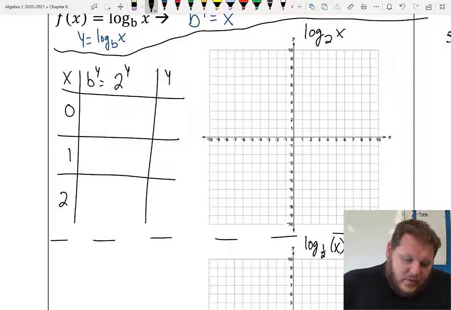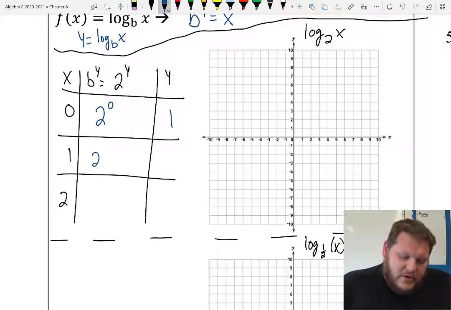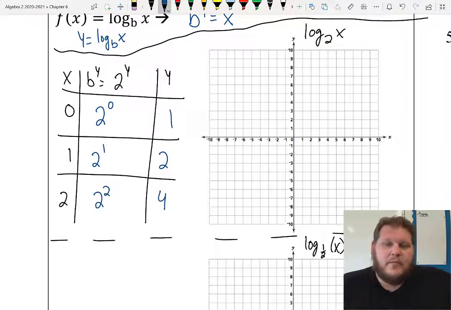So if I do 2 to the 0 power, I get 1. If I do 2 to the first power, I get 2. 2 squared gives me 4. And I have an x and y value that work out nicely.